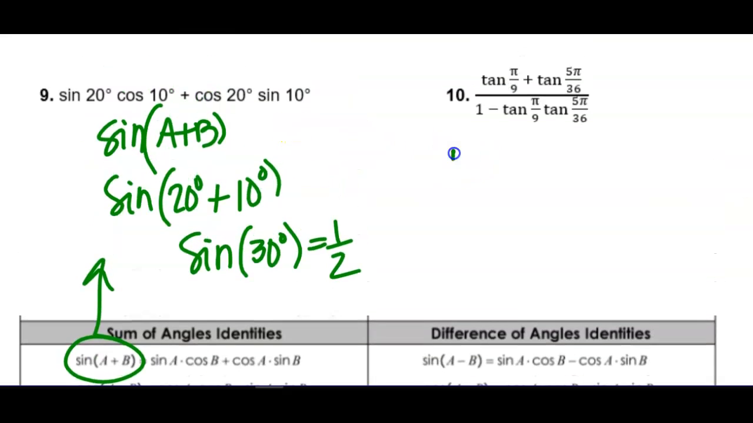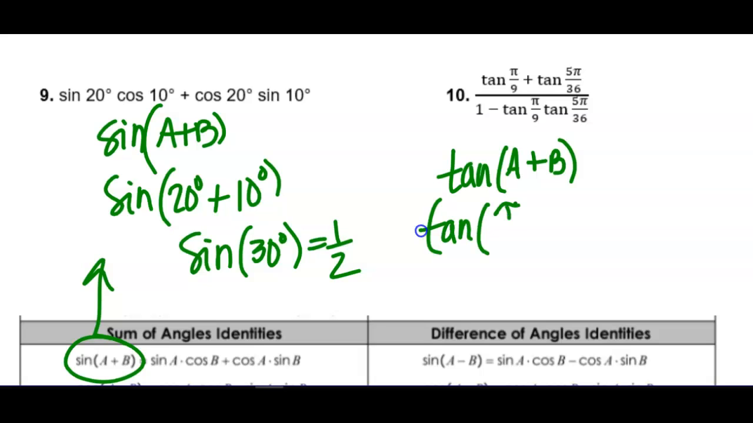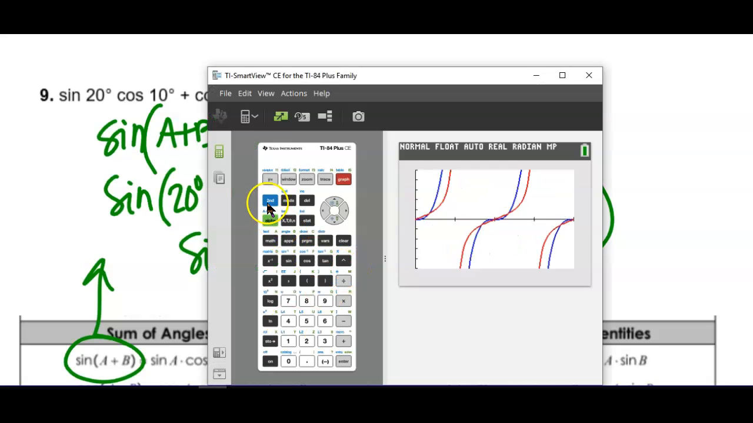Uh-oh, we're in radians, but we can do this. Tan of A plus B. But it's the tangent of pi over 9 plus 5 pi over 36. Now we could get a common denominator here. This would be 4 over 36, and we'd get 9 over 36, which is 1/4, I believe. But we could also cheat.